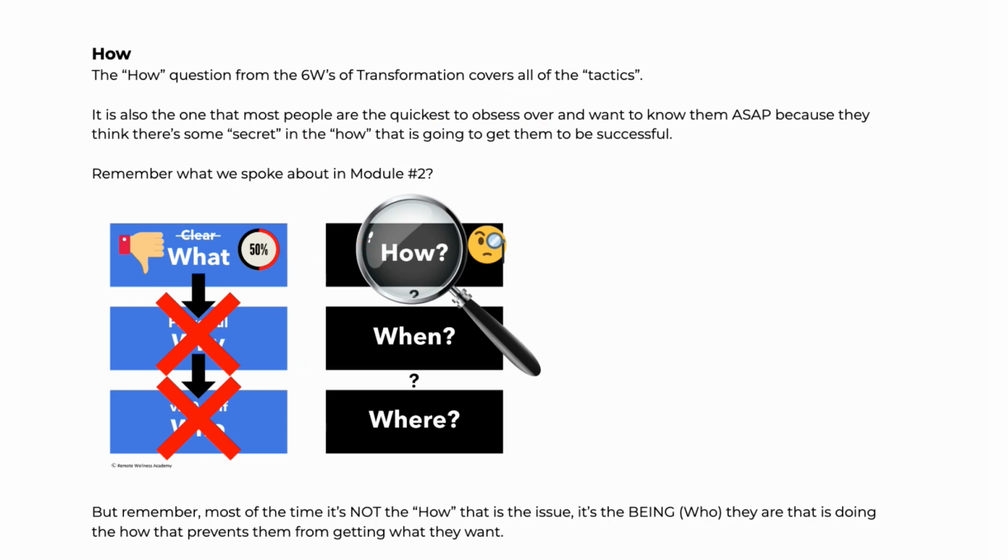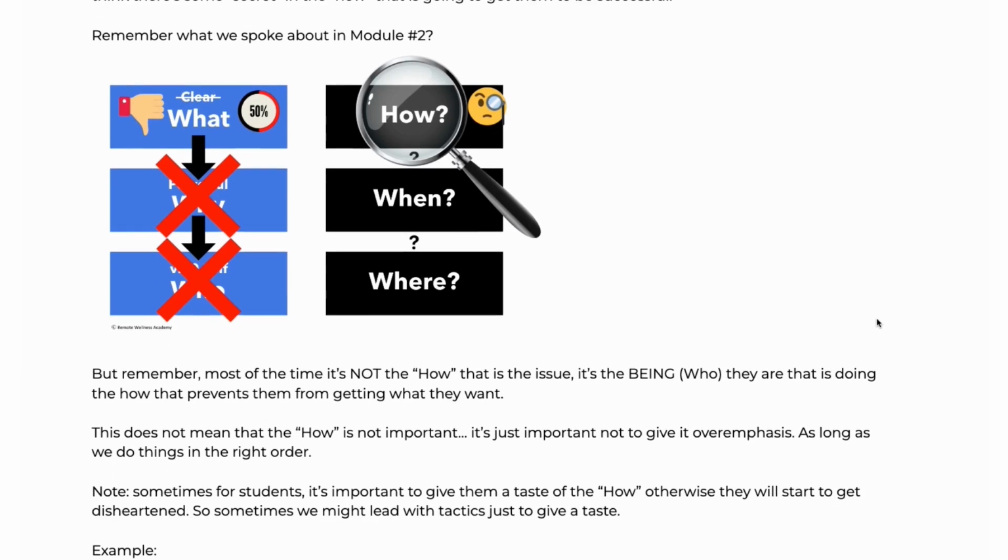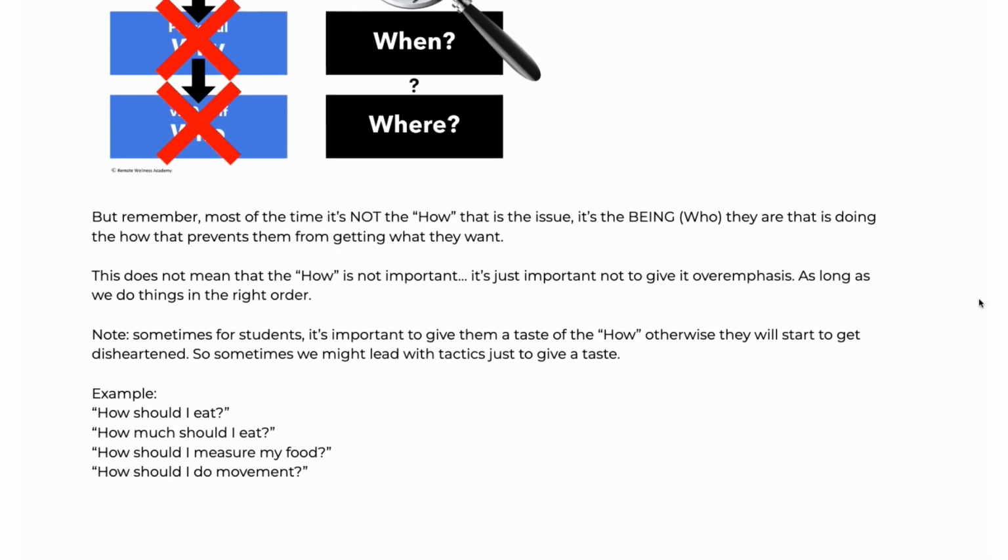And that's why it's so important for you to remember that most of the time, it's not the how that is the issue, it's the being, it's the who that they are being when they are doing that, that prevents them from getting what they want, right? And this does not mean, I want to emphasize, that the knowledge behind the how is not important. It doesn't mean that it doesn't matter how you do anything. The knowledge is not irrelevant. That's not what I'm saying here. What I'm saying is that it's just important to not give it overemphasis, right?